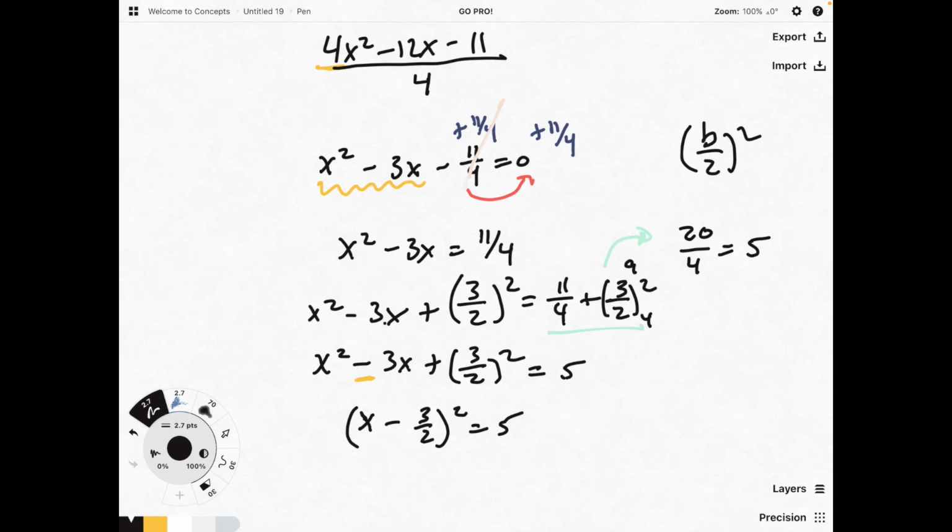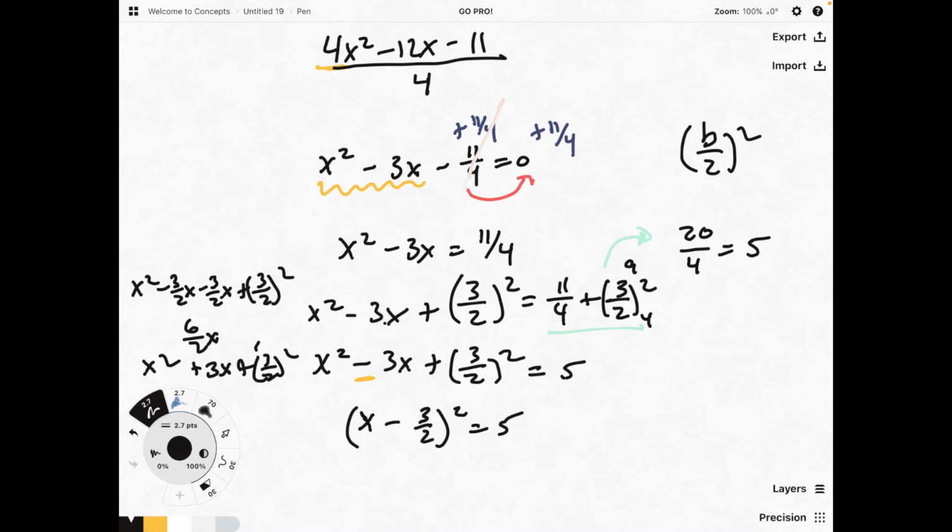Again, if we wanted to check this, we could FOIL this out, and we can go x² - 3/2x - 3/2x + (3/2)². This is going to give us 6/2x, which is going to give us 3x, plus (3/2)² plus x², which is exactly what we have here. So we know that that's correct, equals 5. Now all we need to do is solve for x.